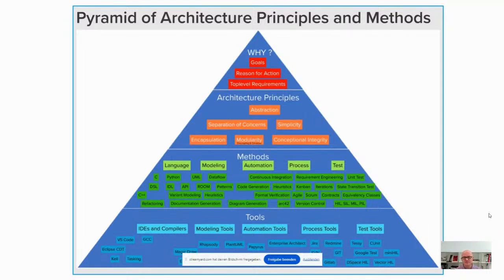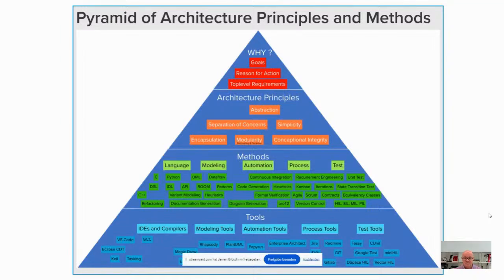The next level is you need to decide about methods. What methods do you want to use? Which languages, which modeling methods do you use? Do you want to use automation? You need processes, you need to test things. There are a lot of different methods to do all this. You don't need all of them, but you need to select a few of them that really help you.